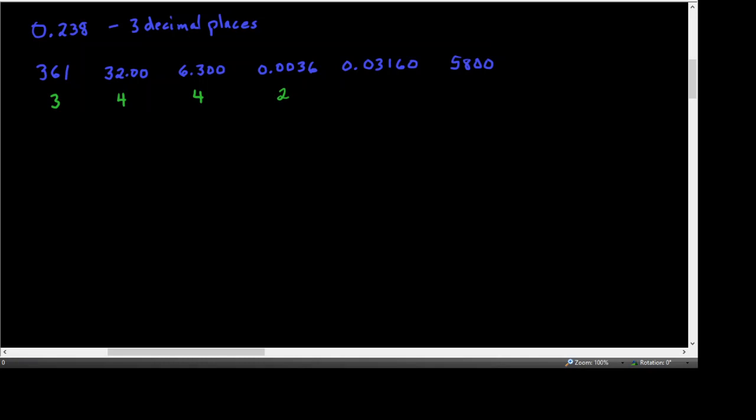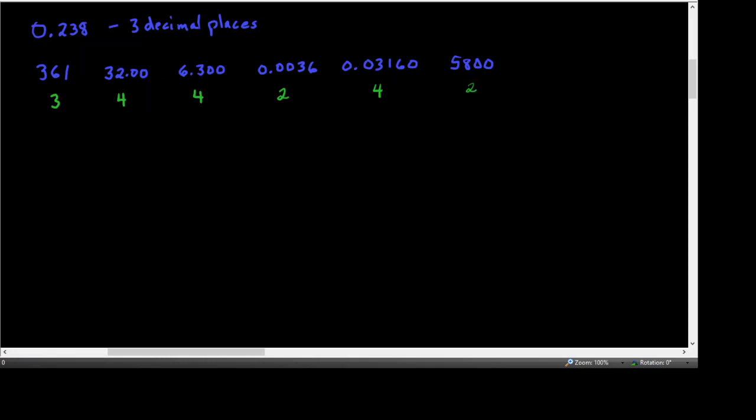Okay, try the next one. It has 4. The 0 in front of the 3 is not significant, but the trailing 0 at the end after the 6 is. So 3, 1, 6, and 0 are all significant. How about the next one? There are 2.